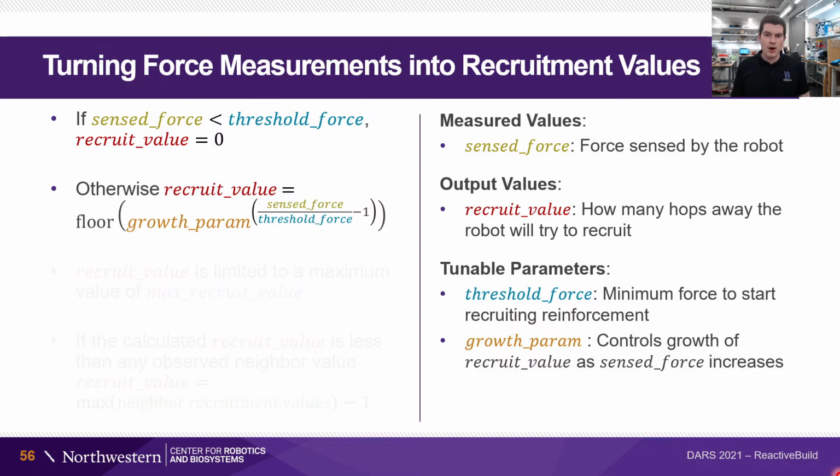Next, if you are above the threshold force, you should increase the recruit value. We accomplish this using this exponential function here. And so you have a growth parameter, which is essentially going to control how quickly recruit value increases as sensed force exceeds threshold force. And we take the floor of this in order to get nice integer numbers.